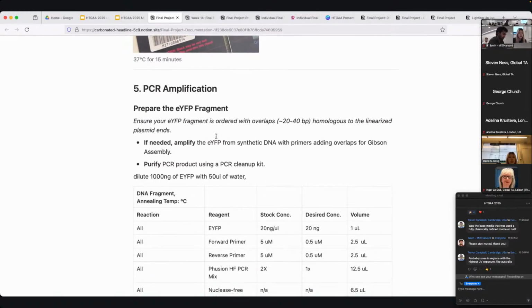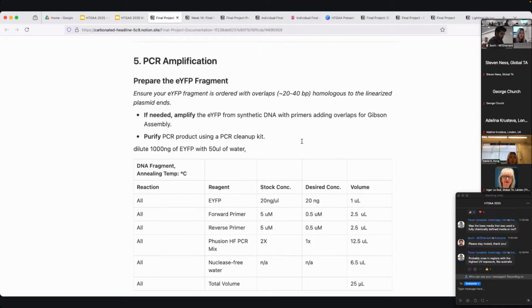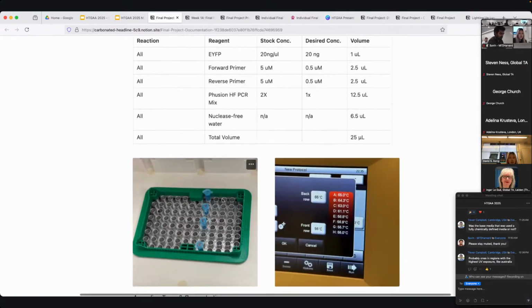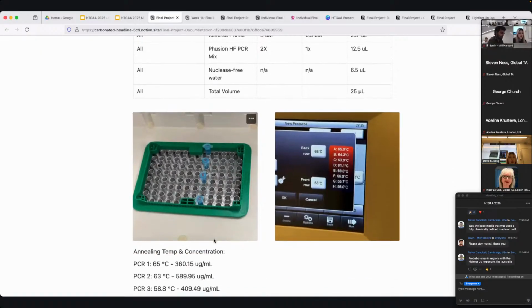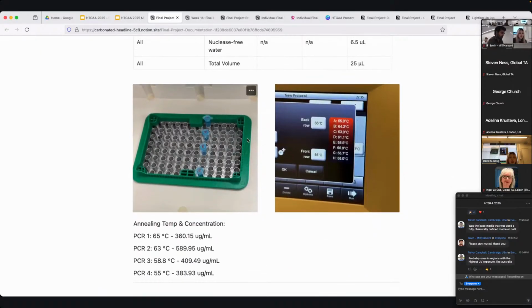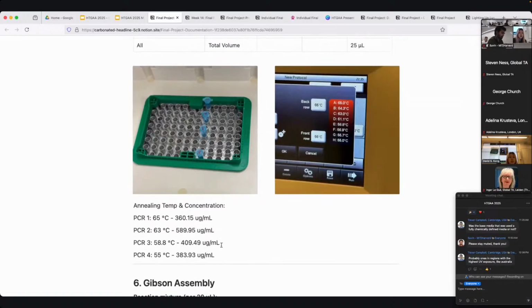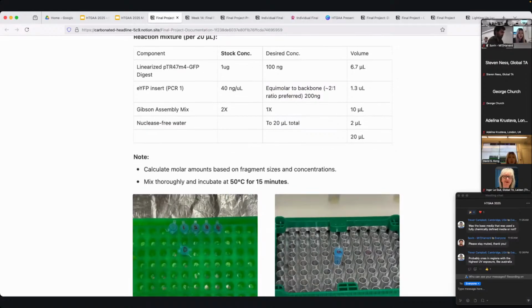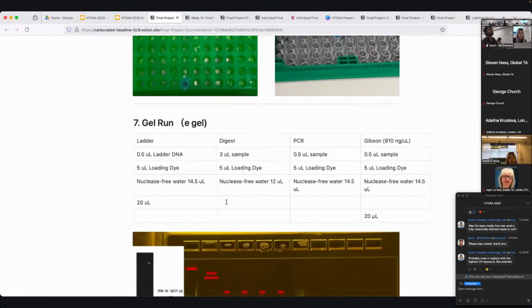And then I did PCR amplification with the YFP fragment that I ordered from Twist, combined with the primers. I have 4 of these samples, a spectrum of 4 different annealing temperatures, and tested their concentrations. And then I ran the Gibson assembly with the fragment and the plasmid backbone. And then I ran an e-gel.